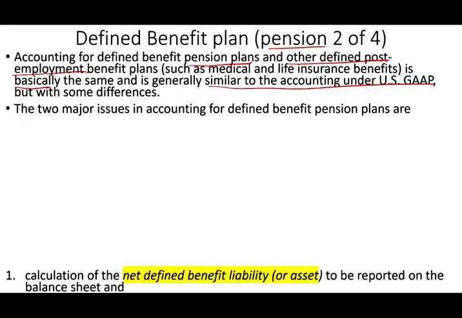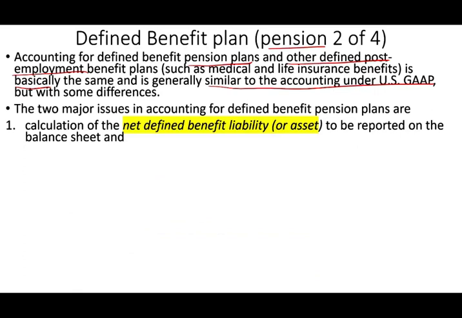First, we have to know the net benefit liability or asset to be reported on the balance sheet. So we have to report a number on the balance sheet. That number could be an asset or that number could be a liability. When is it an asset? When is it a liability? We'll talk about this shortly. That's one topic we have to worry about.